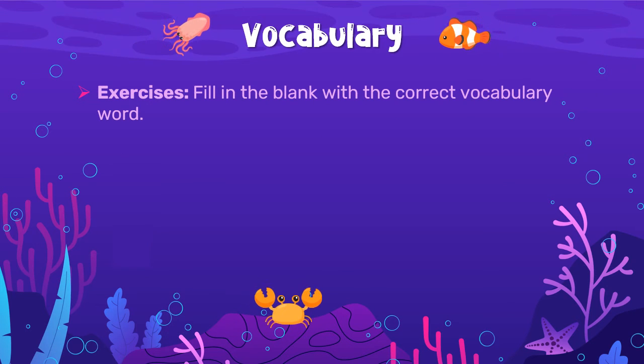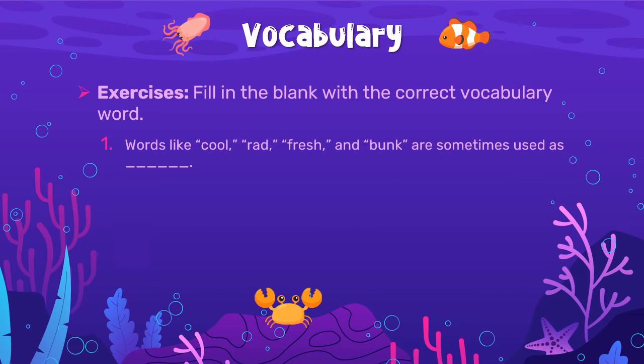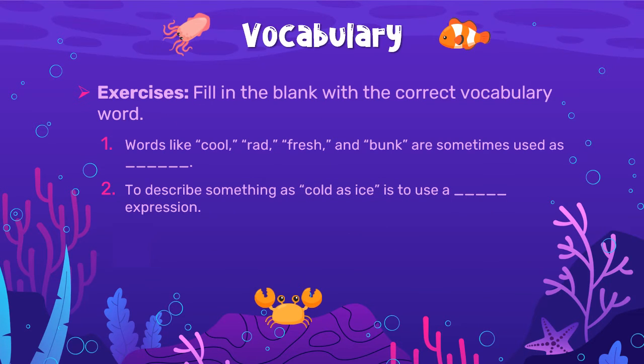So let's practice now. Fill in the blank with the correct vocabulary word. Number 1. Words like cool, rad, and bunk, and fresh are sometimes used as blank. Number 2. To describe something as cold as ice is to use a blank expression. And number 3. Crude, unrefined phrases are blank. Okay, pause your video if you still need to write it down.